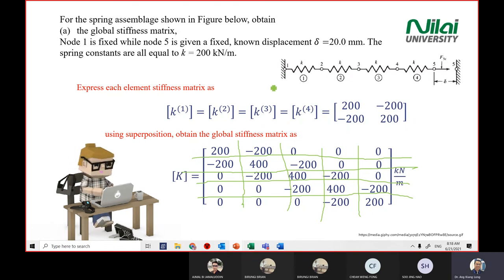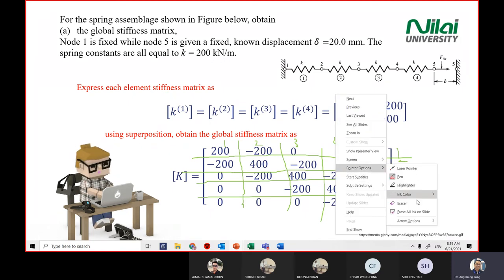Then conventionally we follow the numbers in the question. We already discussed what happens if you have numbers not in sequence in a previous tutorial question. In this question, we have all the points 1, 2, 3, 4, 5 in sequence. We also discussed what happens if the question has flipped the numbers, and how we assemble it. If not sure, go back to the previous lecture. So you write the numbers in sequence, 1, 2, 3, 4, 5. Then you park the numbers accordingly to your element stiffness matrix.